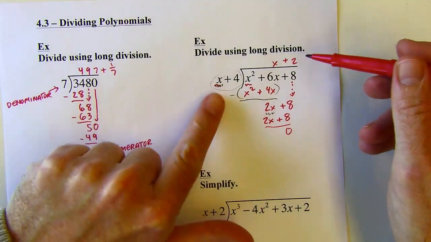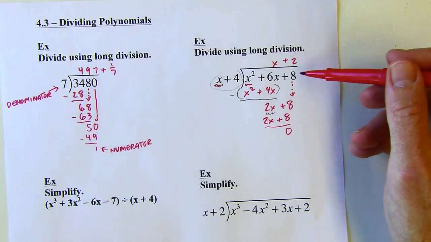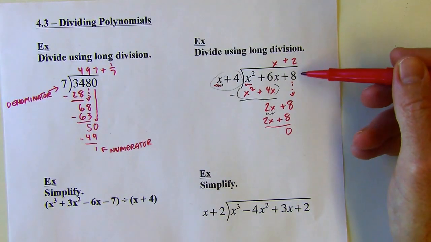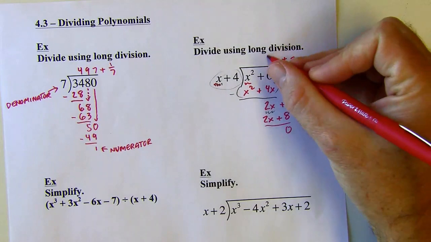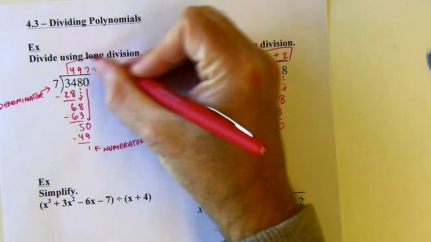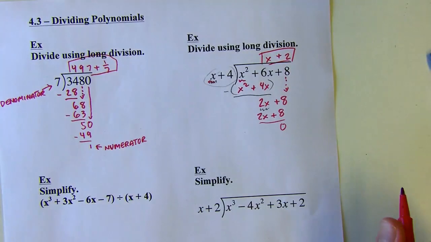Okay, and you could try it out. x plus 4 times x plus 2 does equal this trinomial. Or you could just factor that trinomial, and it'd be x plus 4 times x plus 2. So there's our solution. Okay, that was our solution on the last one. All right. Okay, so let's try another here.